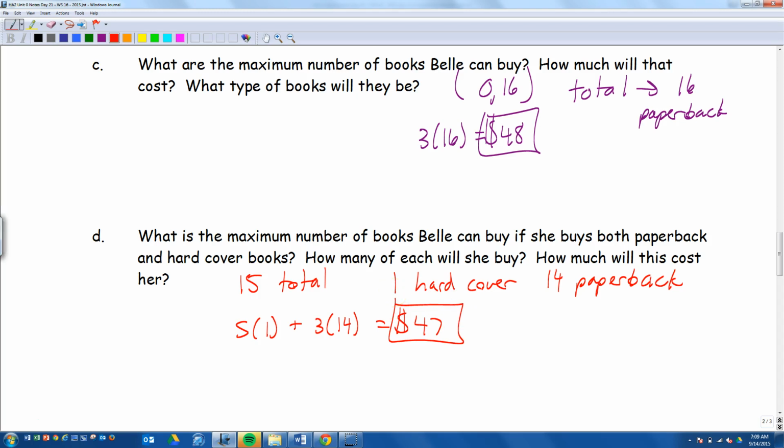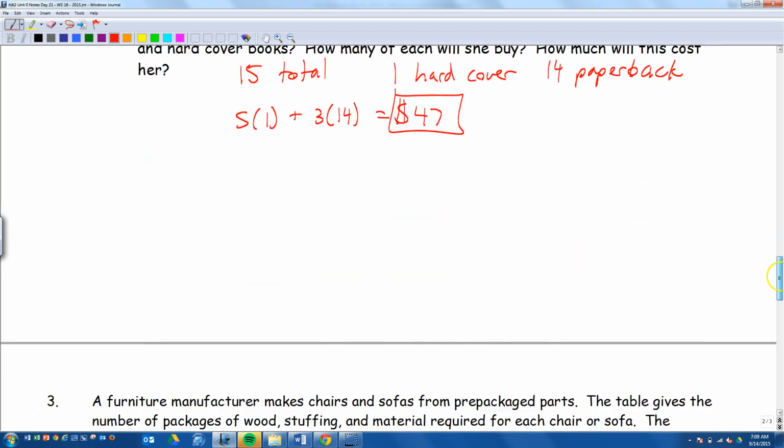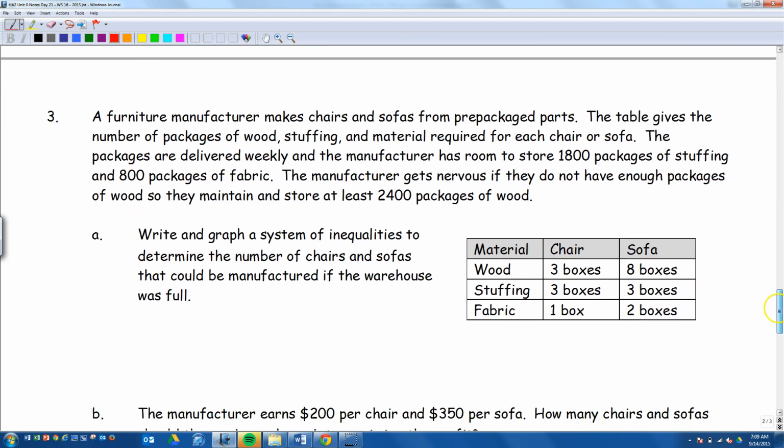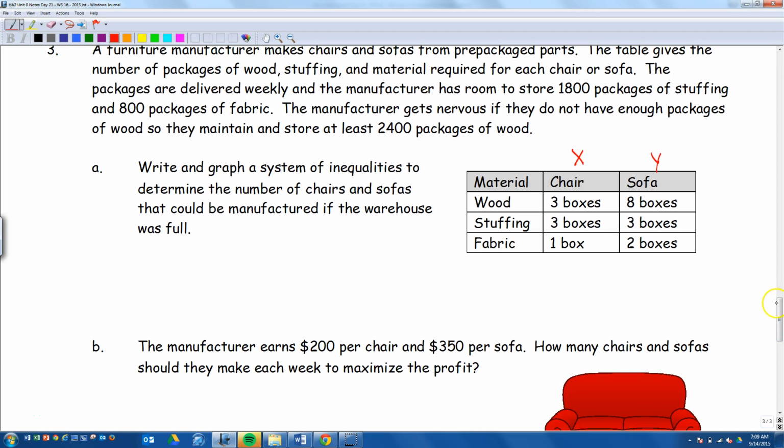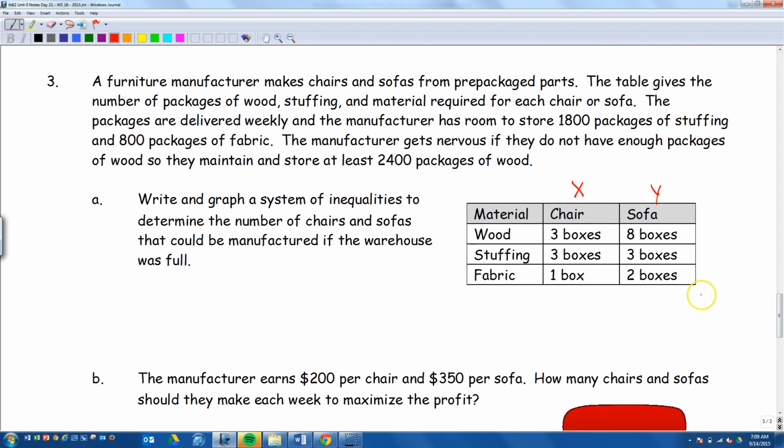Alright, let's do one more. This one's a little bit trickier because there's more involved. We have a furniture manufacturer that makes chairs and sofas. So right away, X is chairs, Y is sofas. You know that because that's what they're making. Also, you can look at part B, and it says there's a profit per chair and per sofa, which means that we're going to have to use those for our values for X and Y. So number of chairs, number of sofas.